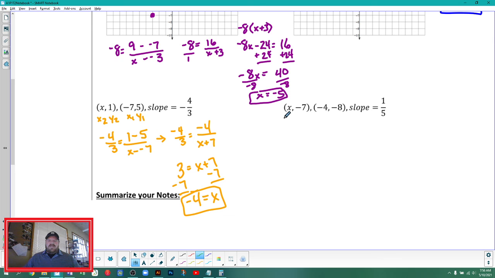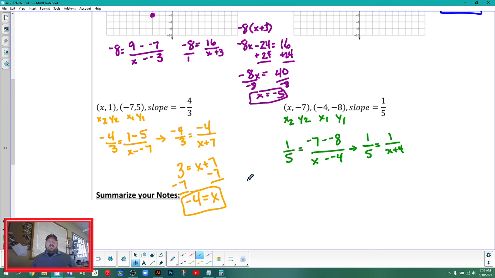All right, last one. Let's go x2, y2, x1, y1, and a slope of 1/5. y2 minus y1 over x2 minus x1. Let's do some simplifying here. We have a slope of 1/5. Negative 7 minus negative 8 is negative 7 plus 8, which is 1. And we have the same kind of thing happening here, x plus 4. But also, I have the same issue that the tops are equal, so the bottoms have to be equal.